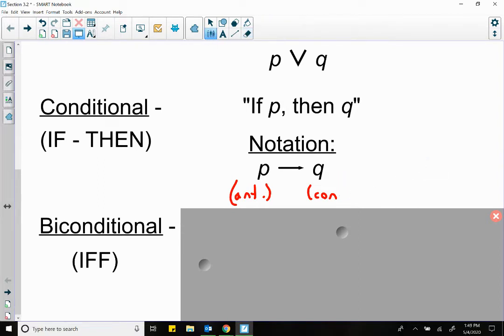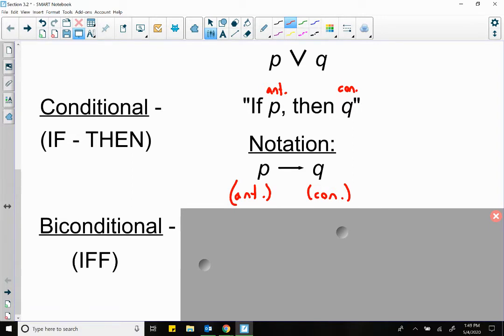Yeah, I call it the con. So P, or in other words, the if part, is usually called the antecedent. The then part is called the consequent. Okay? So sometimes you'll hear me say, if the antecedent, then the consequent.